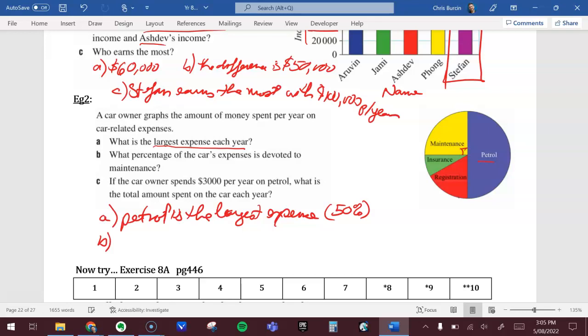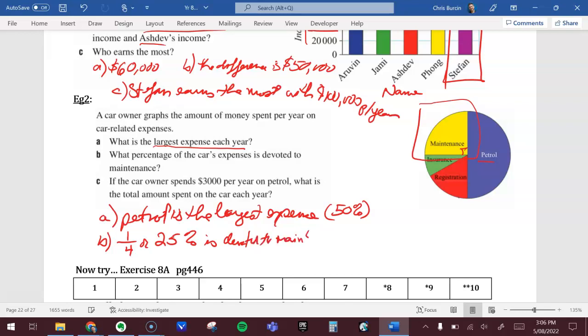B, what percentage of the car's expenses is devoted to maintenance? And that's where that little right angle came in, because this sector here looks to me like 1/4. And 1/4, we know that that's 25%. You could multiply 1/4 by 100 and get that. 25% is devoted to maintenance.